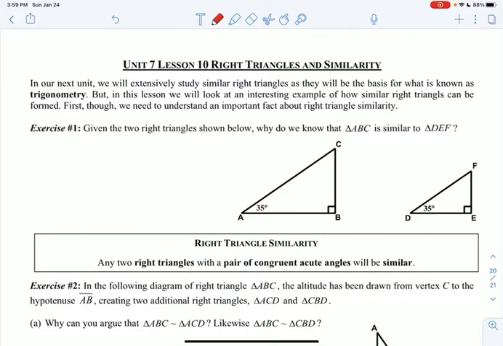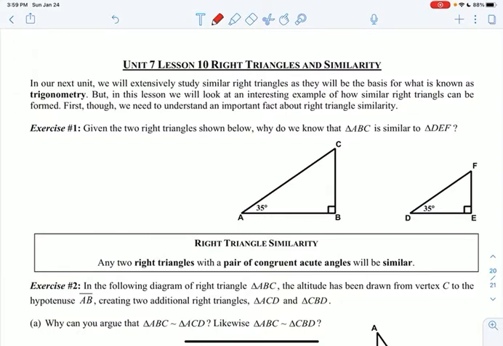This is Unit 7, Lesson 10, and today we're going to talk about right triangles and similarity. So we already looked at this back at a previous lesson. I had a right triangle and I drew the altitude. So that's really what we're going to be focusing on right here. So let's look at this right triangle.